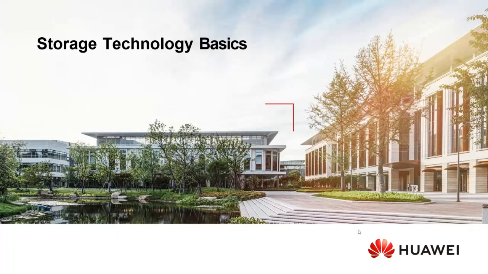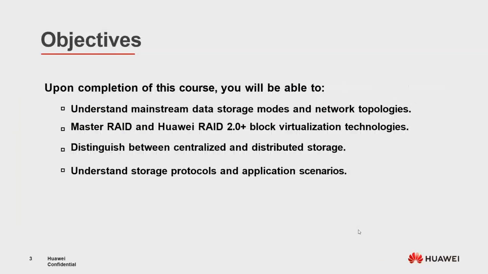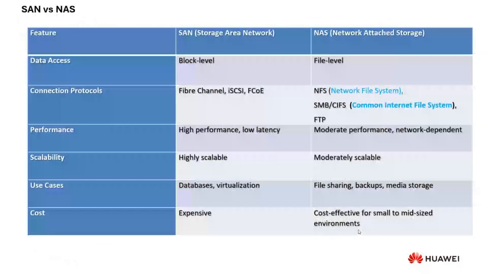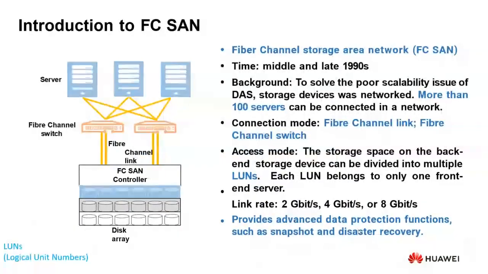About storage technology basics, chapter 3, and we have gone up to the half of this chapter. So I will just quickly go to the section that we stopped. Yeah, we discussed understanding mainstream data storage nodes and network topologies, and we discussed the differences between centralized and distributed storage protocols. And of course, today we will be talking about RAID devices. That's what we said we will discuss.